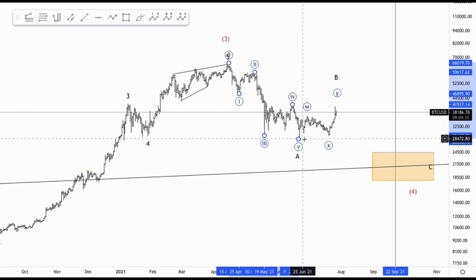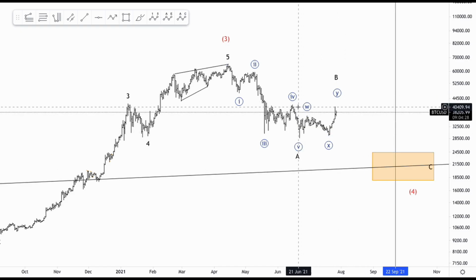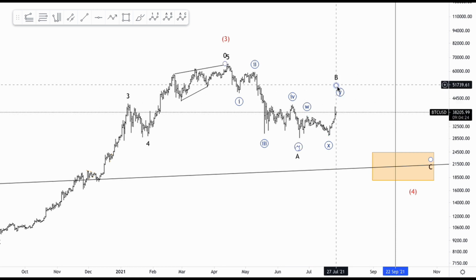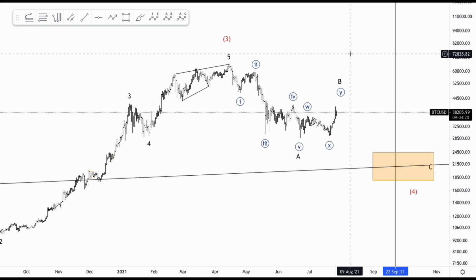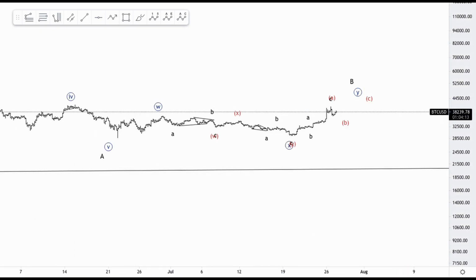So the question now is, what is this type of correction? What happened from below? What is happening? We need to identify what's happening in order to know what's possibly going to happen in the future. So to do that, I'll take you to the 4 hour and we'll see together what could be happening in Bitcoin. So let's take a look at the 4 hour.